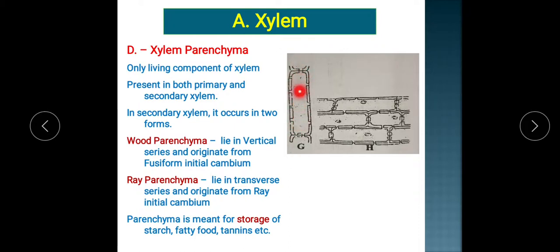So wood parenchyma originates from the fusiform initial cells and lies in a vertical series. You can see here it is present in a vertical series, while the ray parenchyma is present in a transverse series and originates from the ray initial cambium. Ray means the medullary ray. That means the ray parenchyma produces the secondary medullary rays in the xylem. The parenchyma is meant for the storage of starch, fatty foods and tannins, etc.